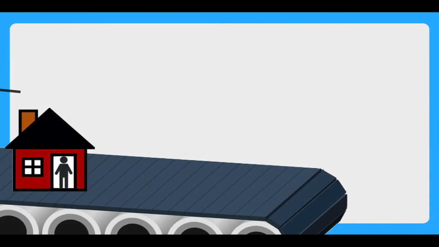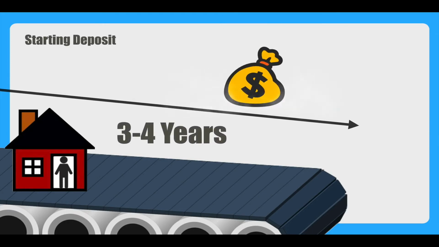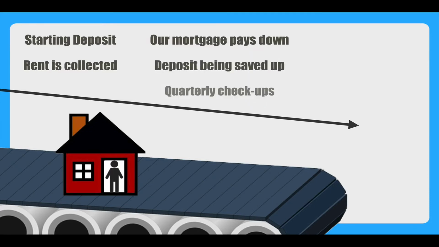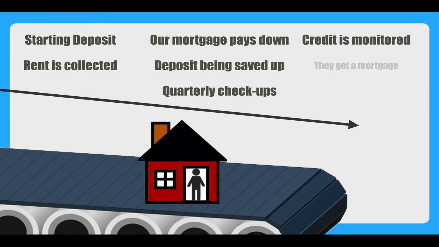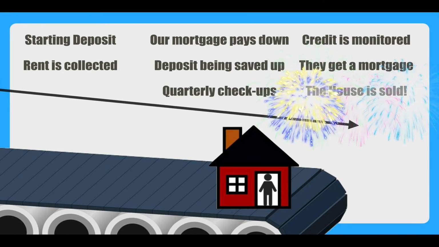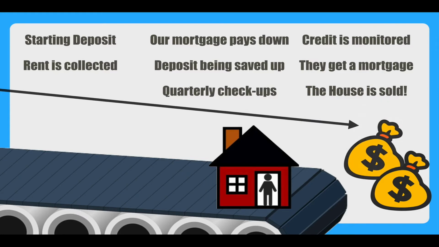This is the process of how a rent-to-own deal works over the course of 3 to 4 years. We're going to receive a starting deposit, rent is collected, our mortgage gets paid down, the deposit for the buyer is growing, we do quarterly checkups to make sure that everything is on track, their credit is being monitored, and then our buyer is going to be able to get a mortgage and they're going to be able to buy the house, and we're going to collect our payday.